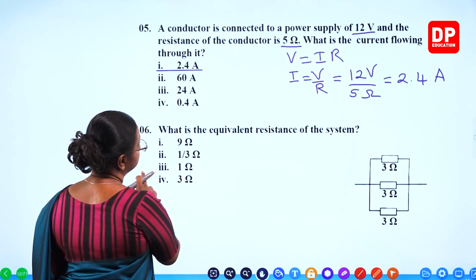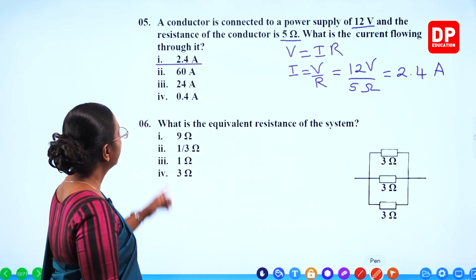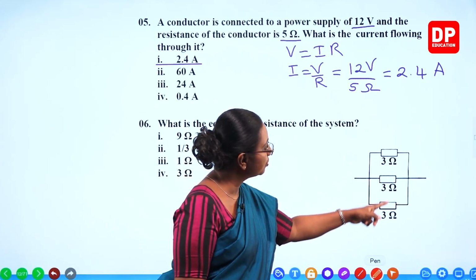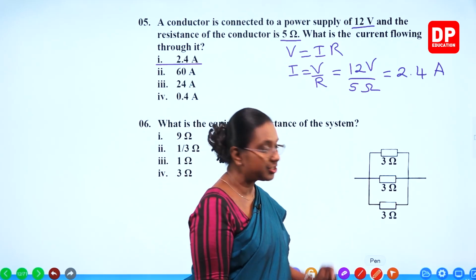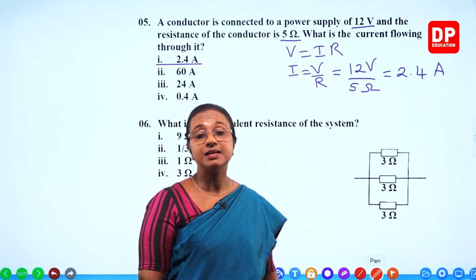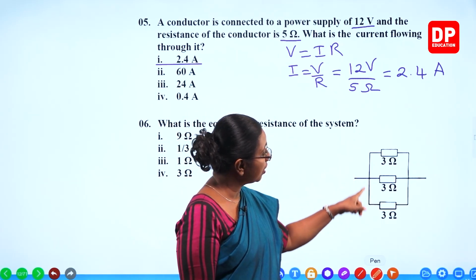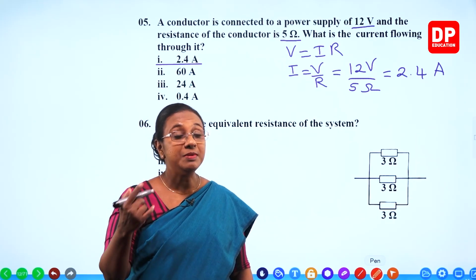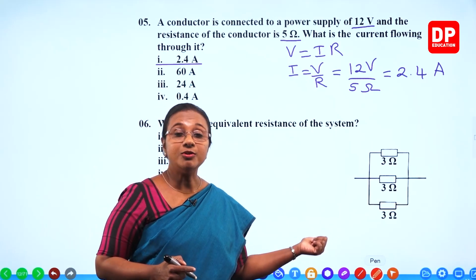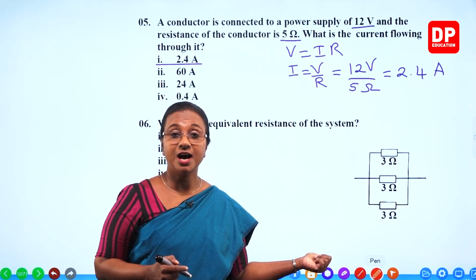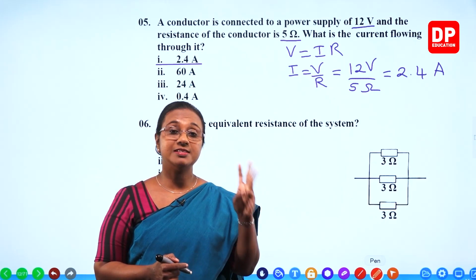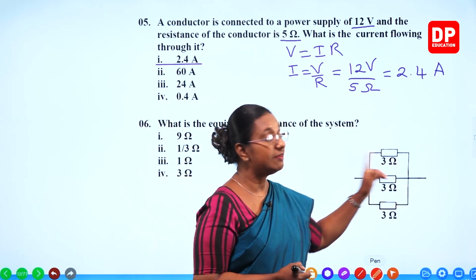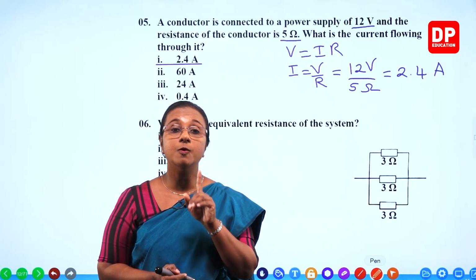Then the next one. What is the equivalent resistance of the system? So here they have shown the system. What is this connection? It is a parallel combination of 3 resistors. All 3 resistors are equal in value, 3 ohm resistors. So immediately you can remember, without doing the calculation also you can find it. How? The same value, 3 resistors, parallel means the resistance will be divided by 3. So 3 ohm divided by 3, it should be 1 ohm.